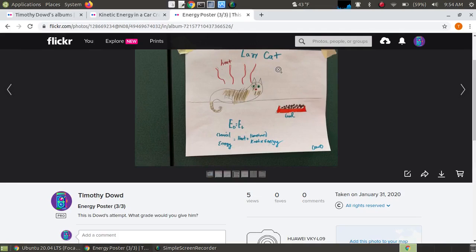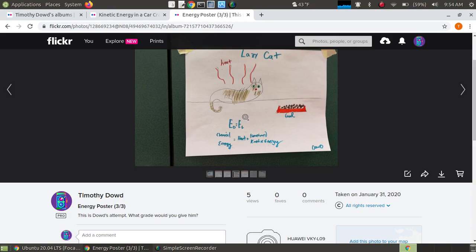So I think a good way to get ourselves back in that mindset is to look back at our energy posters, where we each took some sort of object and we showed how the energy going into it, or the original energy, is the same as the energy coming out of it, or the final energy. So we did EO equals EF.